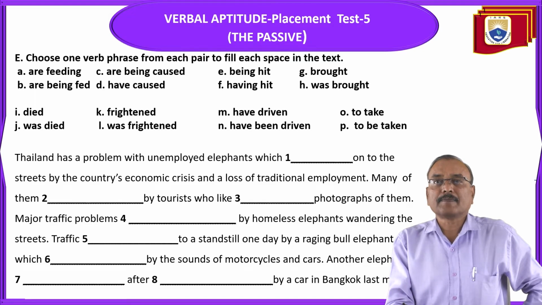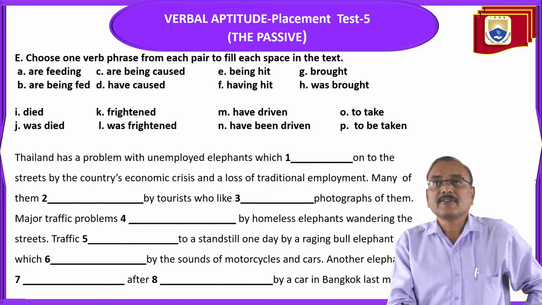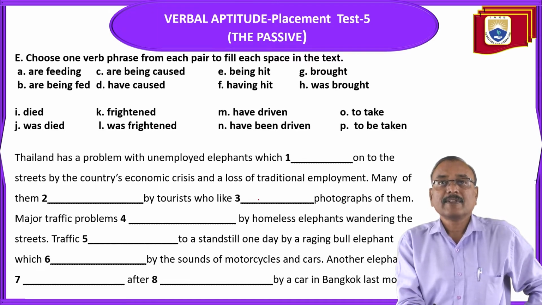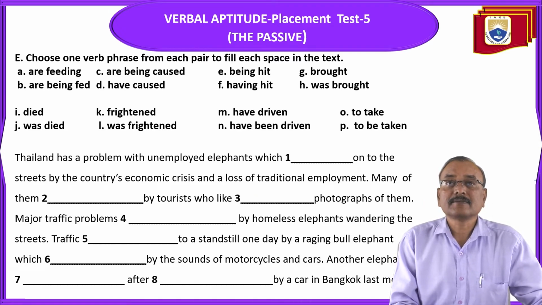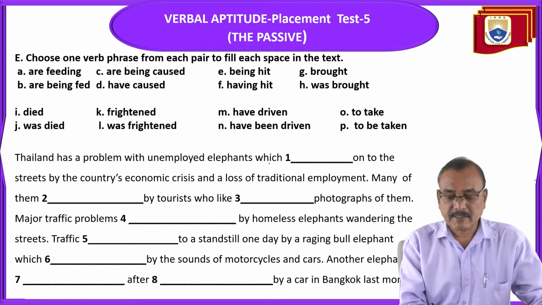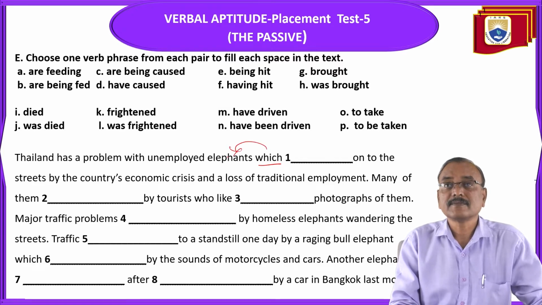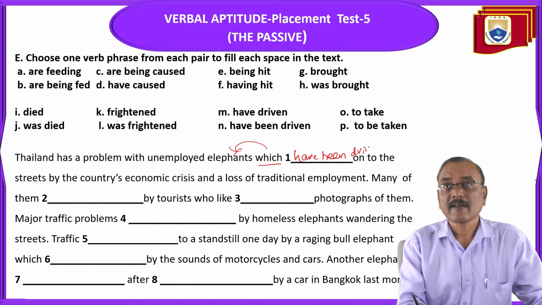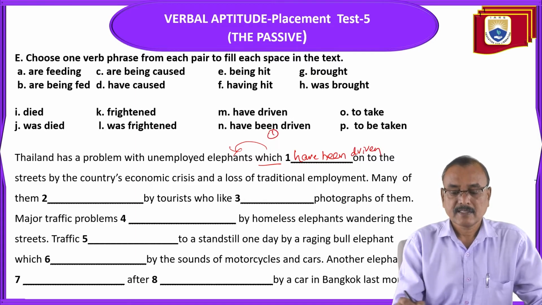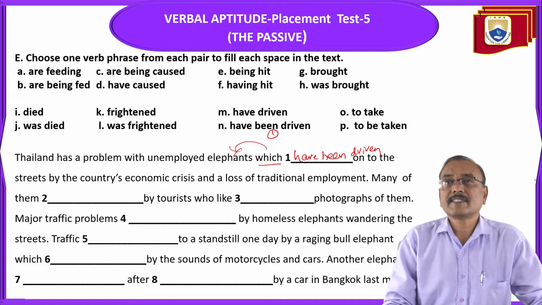Thailand has a problem with unemployed elephants, which was brought. Okay, with unemployed elephants. Here it should be "which" related to elephants only. Onto the road means it must be in passive form. Which have been driven onto the road here. So this fits in the first blank.